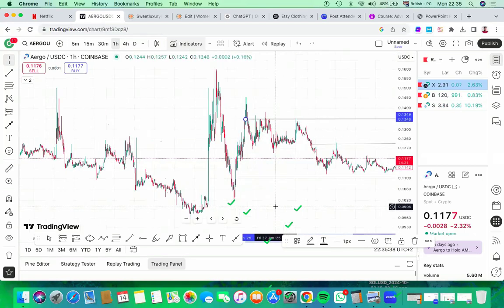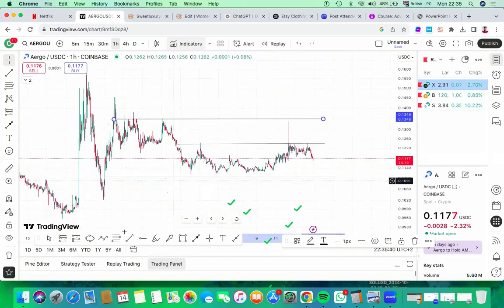But this is the definition of it. Thank you to whoever suggested the coin. I think it's Zeoluzman that suggested this coin.